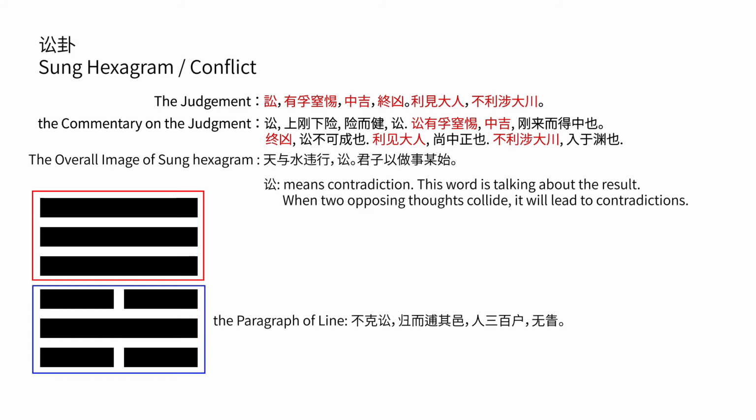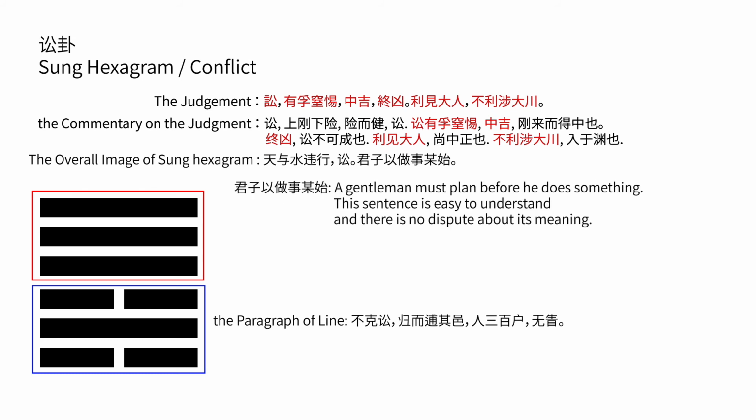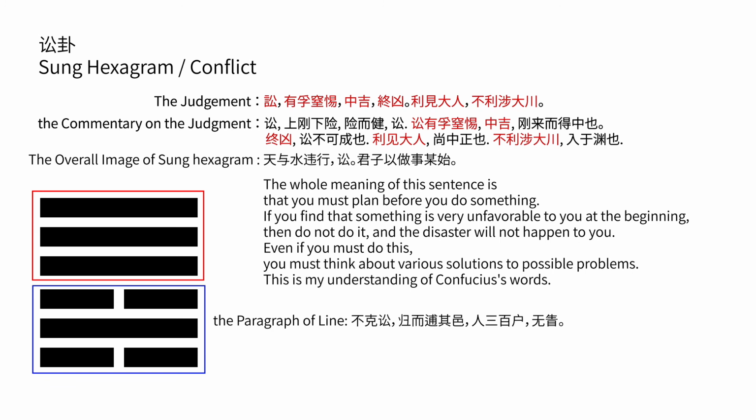讼 means contradiction. This word is talking about the result. When two opposing thoughts collide, it will lead to contradictions. 君子以作事谋始. A gentleman must plan before he does something. This sentence is easy to understand and there is no dispute about its meaning. 天与水违行，讼，君子以作事谋始. The whole meaning of this sentence is that you must plan before you do something. If you find that something is very unfavorable to you at the beginning, then do not do it, and the disaster will not happen to you. Even if you must do this, you must think about various solutions to potential problems.